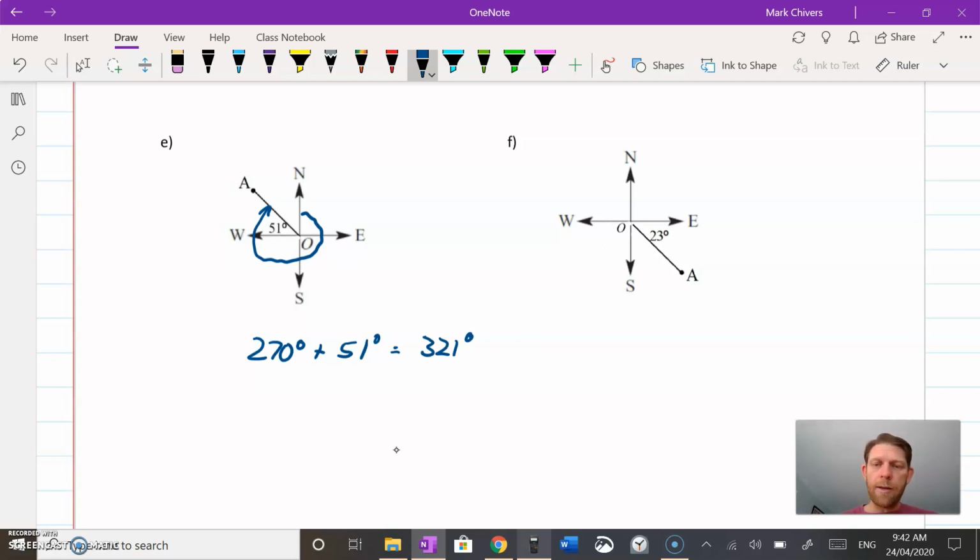And then in this next example, we're interested in this angle in here, always from north in a clockwise direction. So that's going to be 90 plus 23 degrees. So that's going to be 113 degrees.